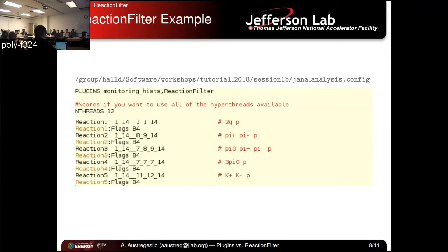So are you saying that the root file that gets produced now will have just all of these things? It will produce 1 root file per reaction. Okay, so it segregates the reactions into different root files. 1 root tree per reaction. But you can handle the whole thing with this one config file. Correct.